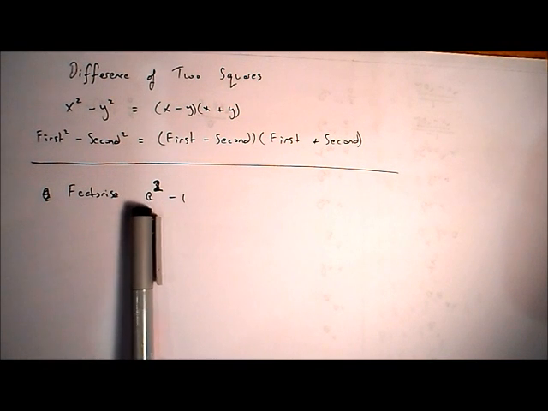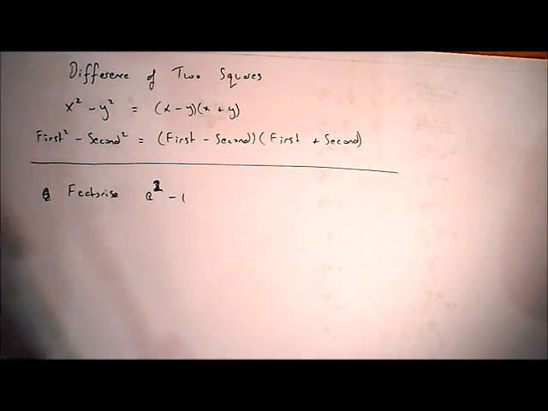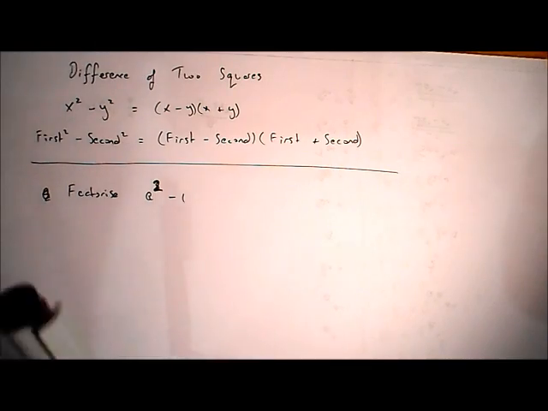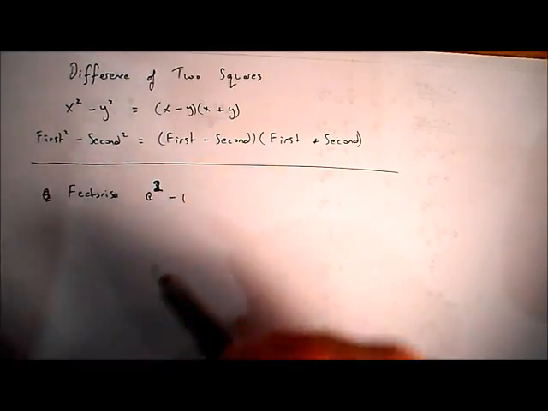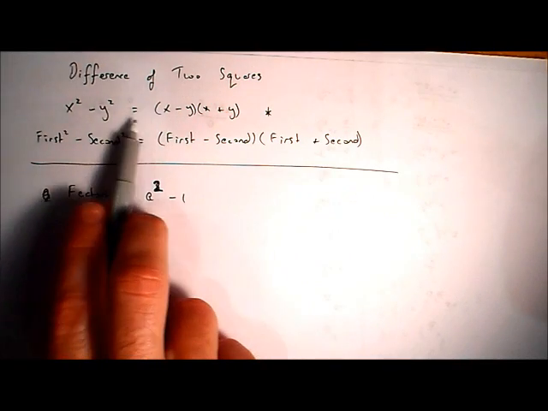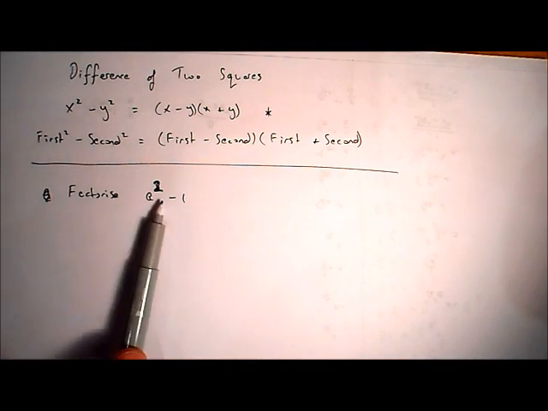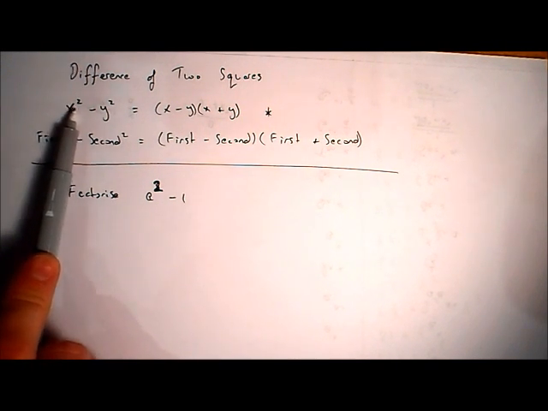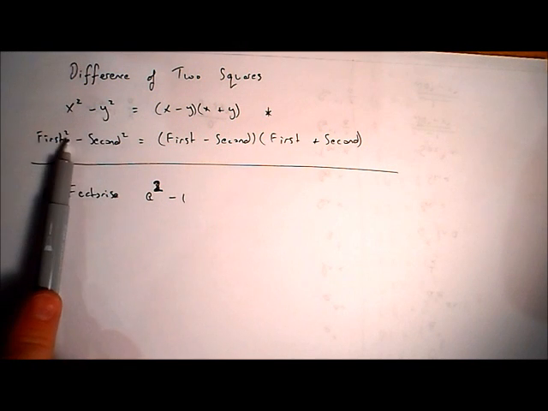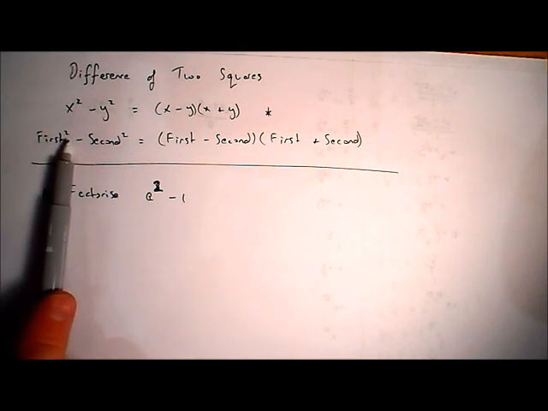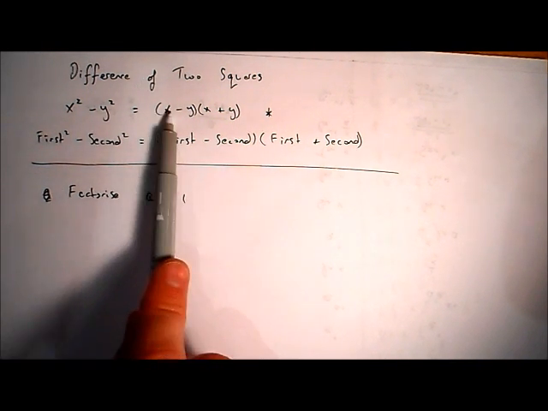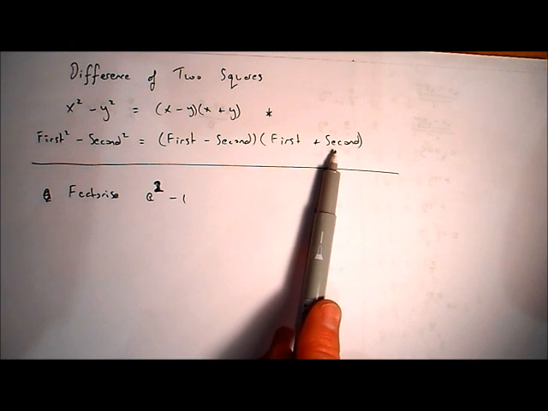Say we wanted to factorize a squared minus 1. Factorizing means writing as a product. At the moment we've got a difference, and we want to write this as a product, as something multiplied by something. So this is like a formula up here that lets us factorize something that looks like this. If I've got x squared minus y squared, or the first thing squared minus the second thing squared, that's equal to the first minus the second, x minus y, multiplied by the first plus the second.